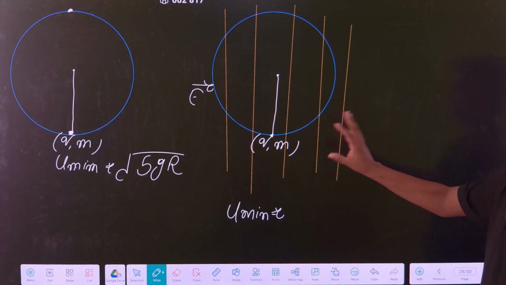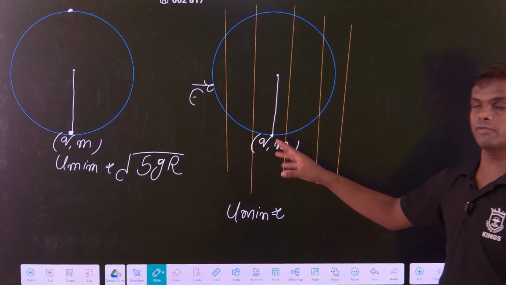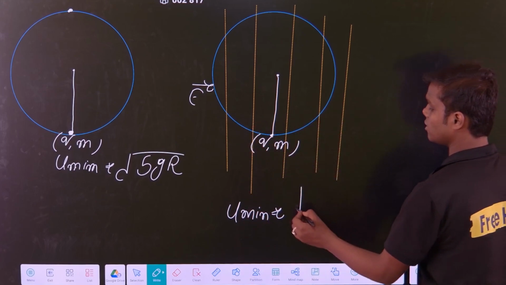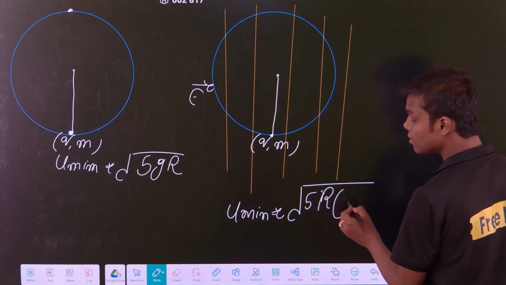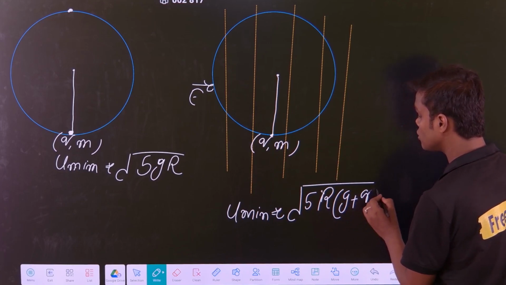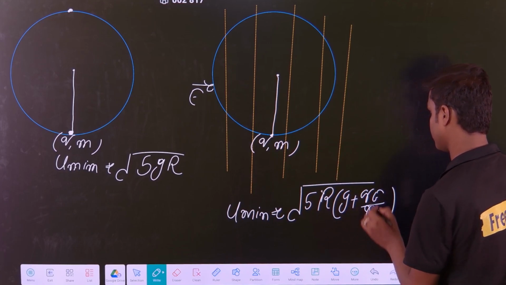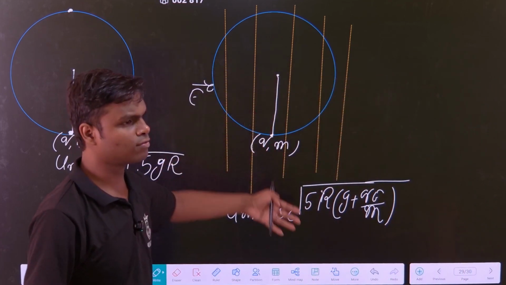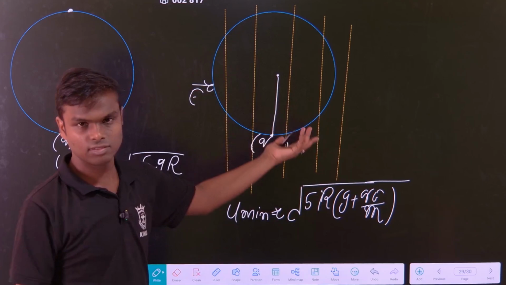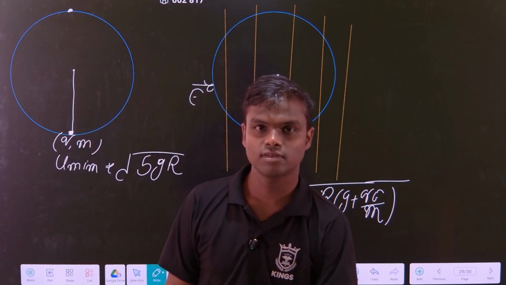If you understand the concept of g effective, you can directly tell what will be the value. Root 5 R bracket g plus qE by m, correct. Yes, this will be the value, simple. g effective, two forces will act downward, simple. Here also g effective, clear.